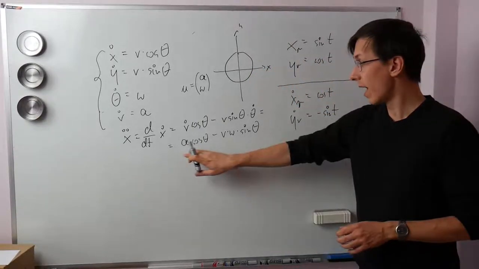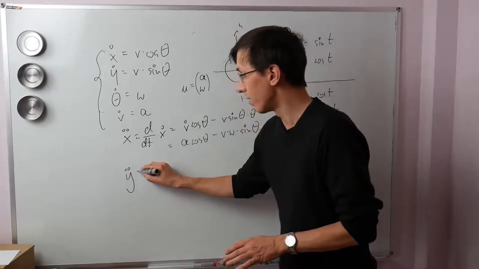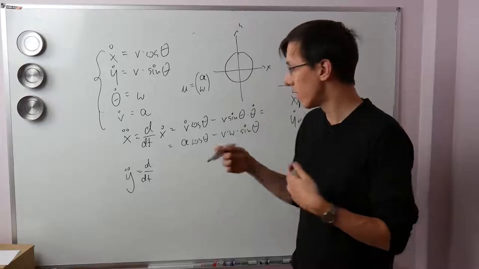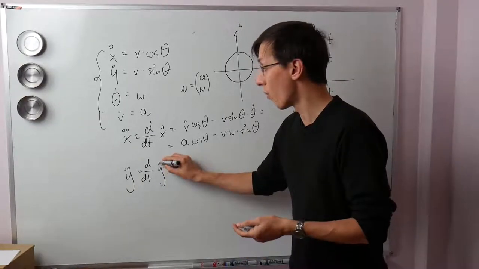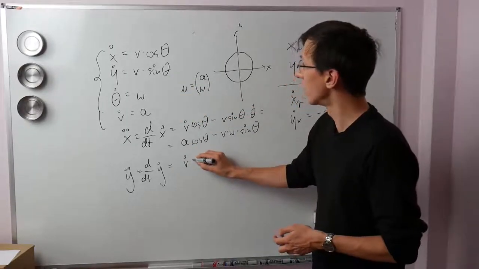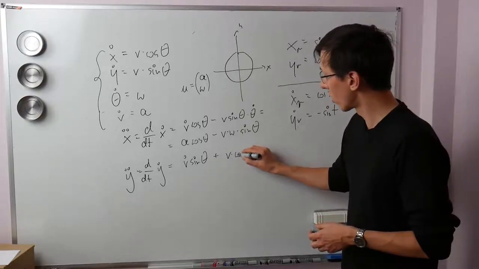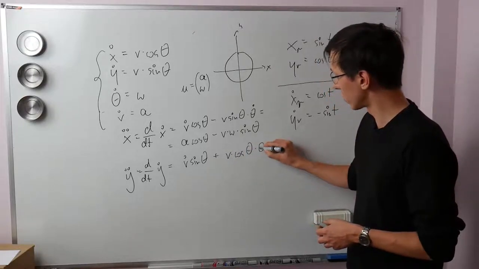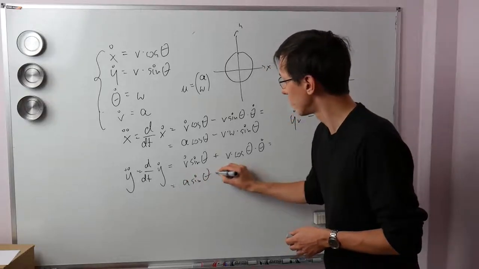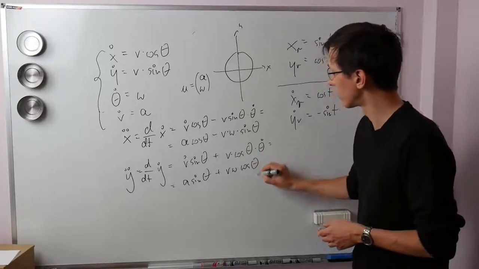Now, if I've got A and omega, I can do the same with Y. I can integrate, calculate another derivative of Y with one dot, and I will get, of course, V times sinus plus V cosinus, and of course the inner derivative: A sinus, and this is V omega cosinus.